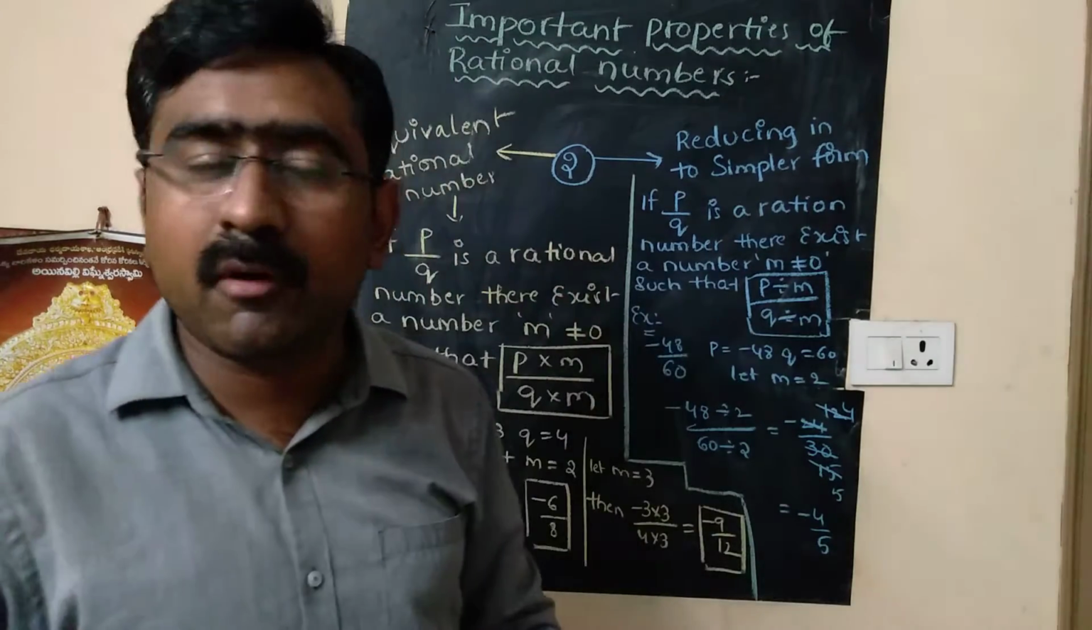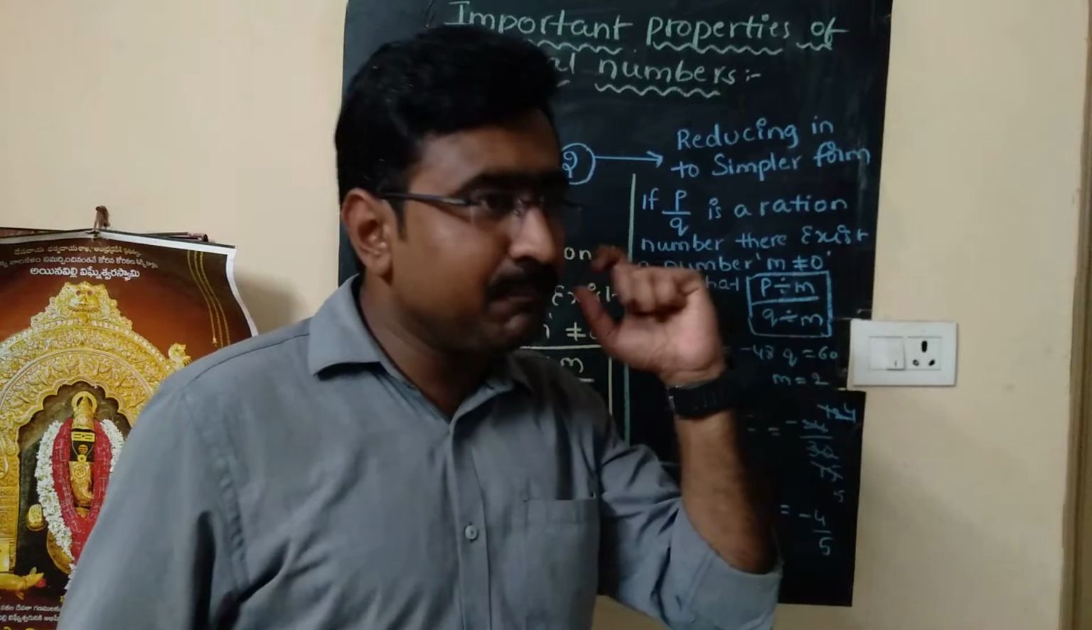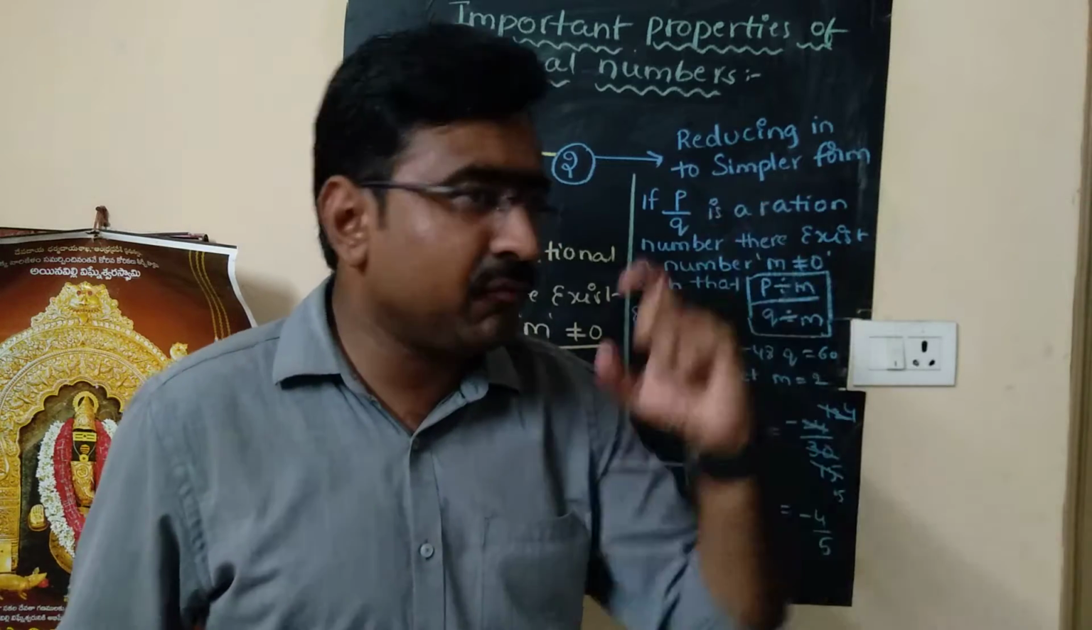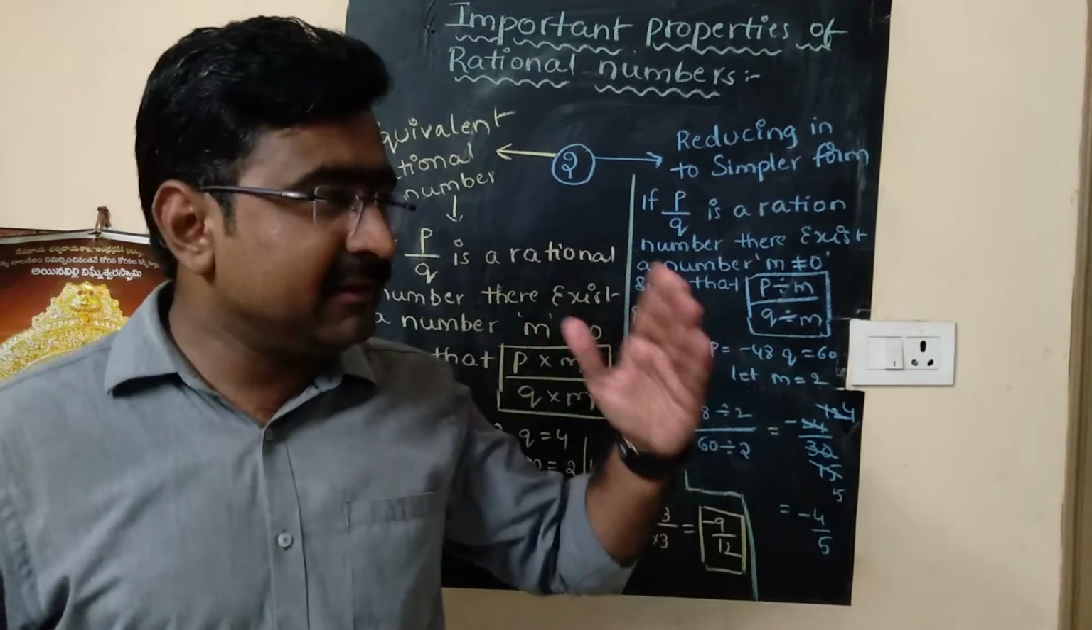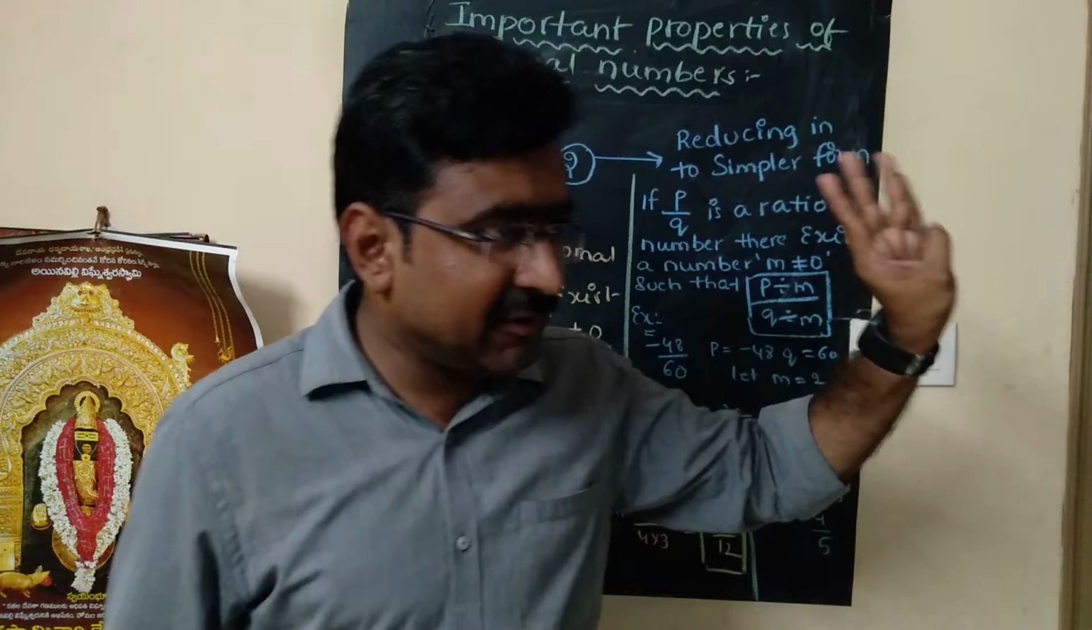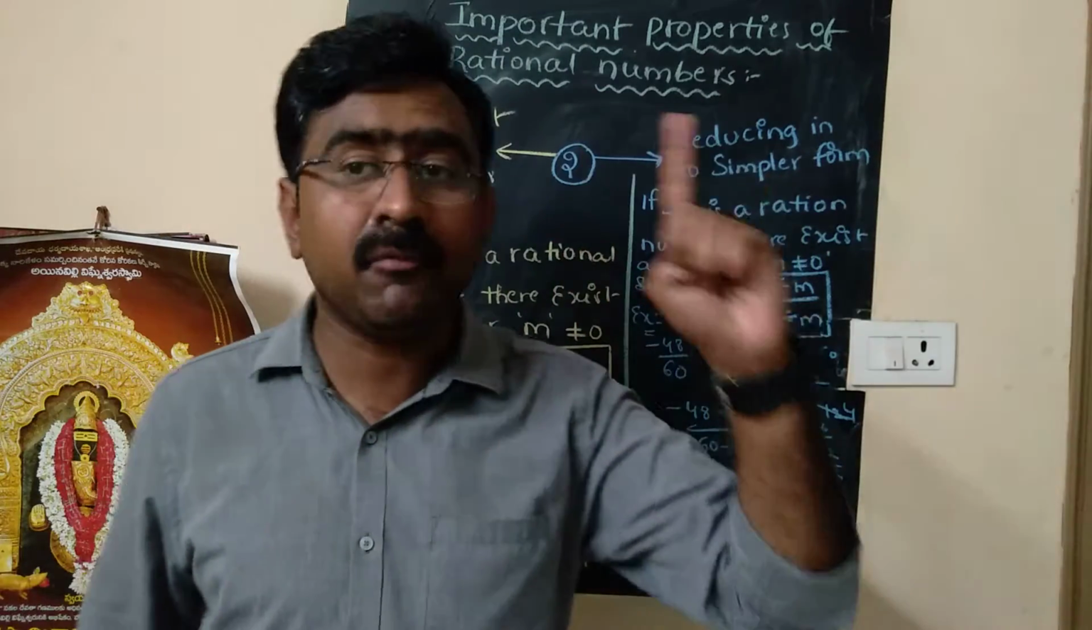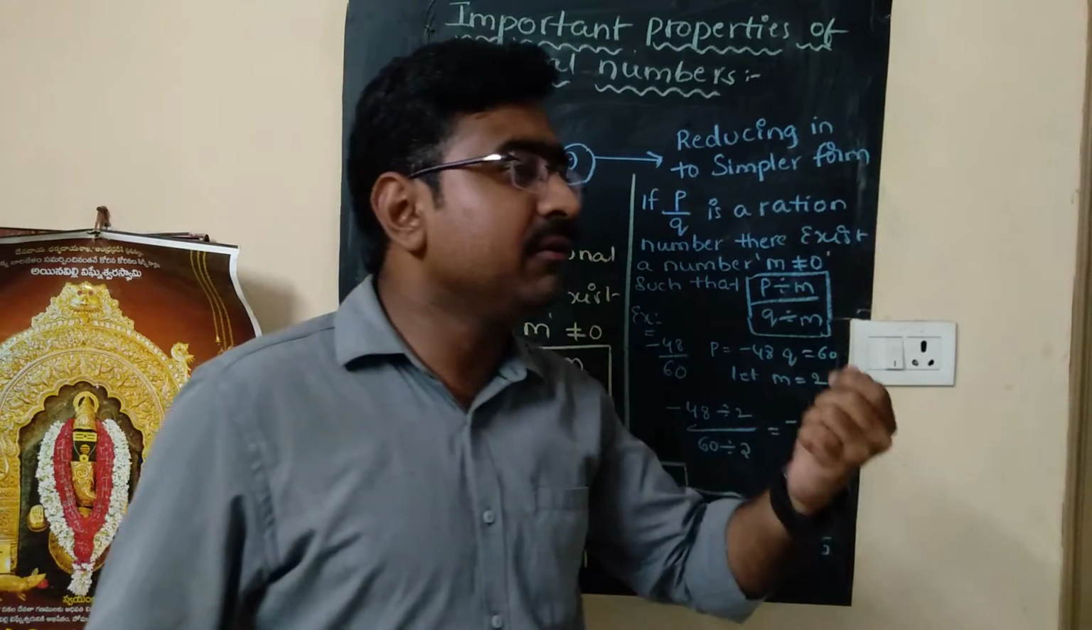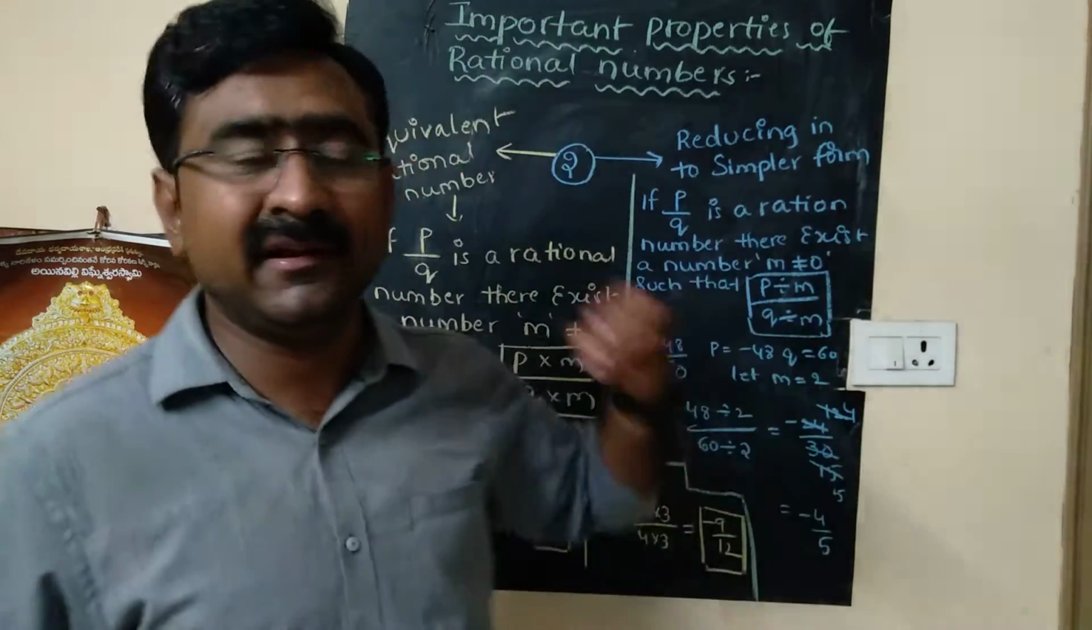What is the second property? Reducing into simpler form. Simpler means minimum value. Simpler form means the minimum value or the least value. The first property is the equivalent rational number, and the second property is reducing into simpler form.